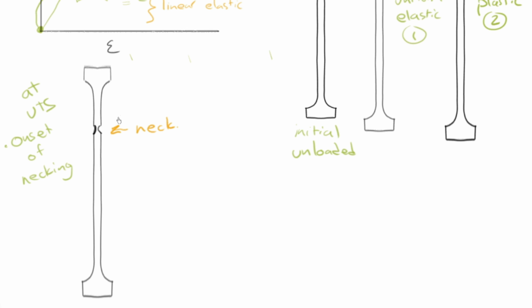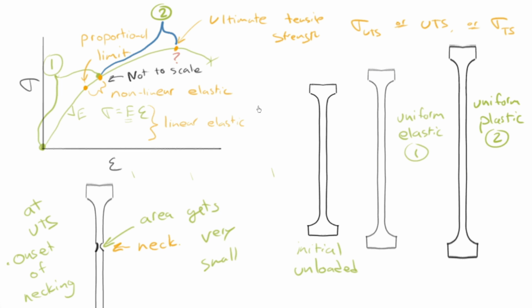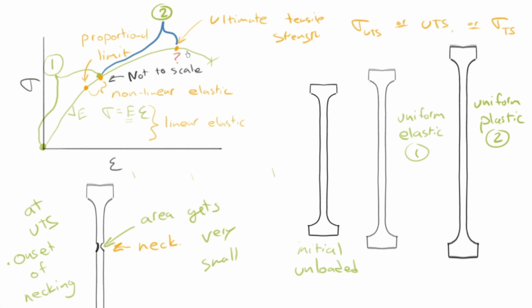And it's because of this sudden decrease in cross-sectional area, which gets very small, that we see the engineering stress decreasing. So the engineering stress decreases because the area gets so small here. But remember, this equation is sigma equals force over A naught. A naught is a constant. So really what we're observing is the force decreasing. The force decreases because the cross-sectional area gets so small.